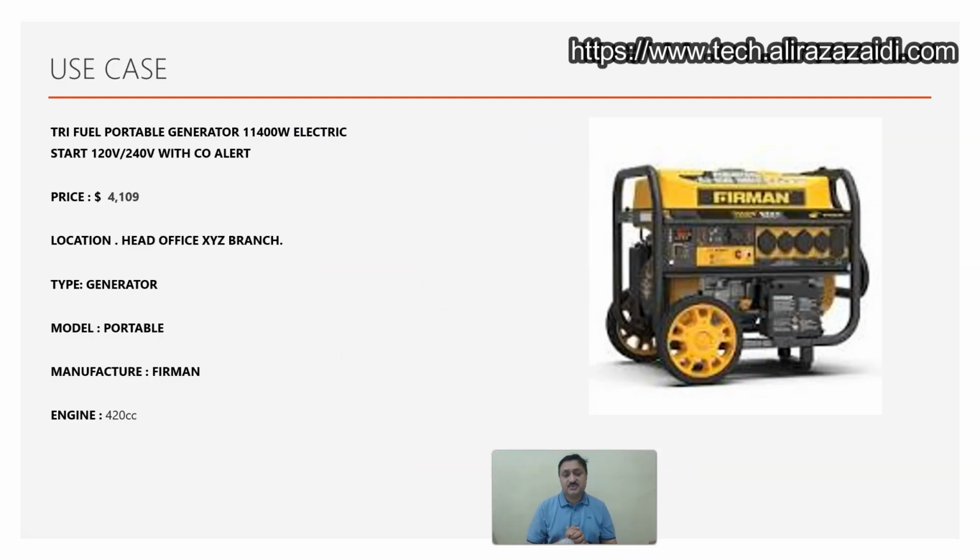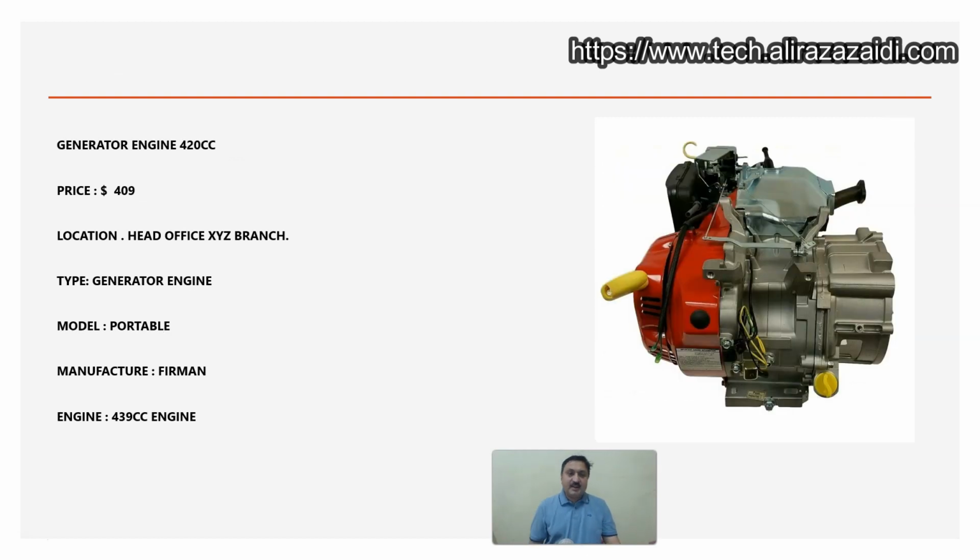So I have a use case. I have a portable generator, 1400 watts electrical, and the price is 4109, and its location is head office XYZ branch. Asset type is generator, model is portable, manufacturer is Furman, and the engine is 420 cc. This is the asset. And then there will be a generator engine as a child asset.